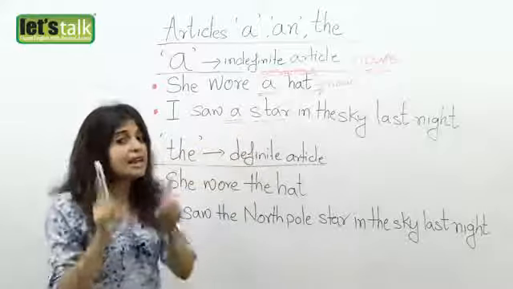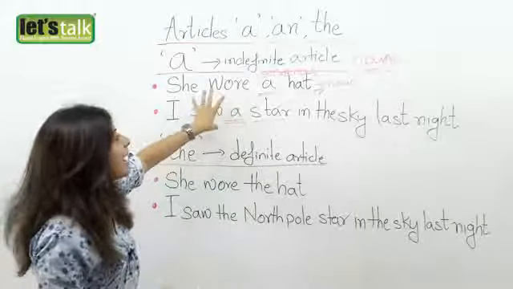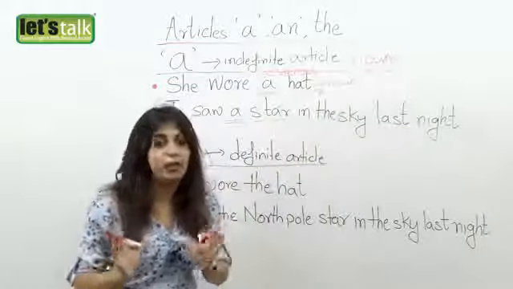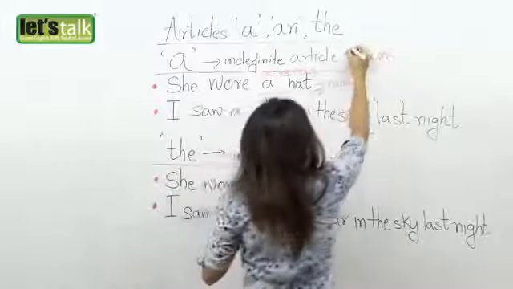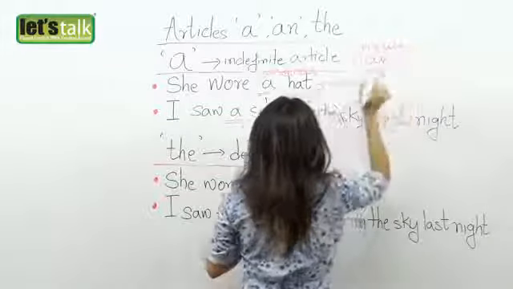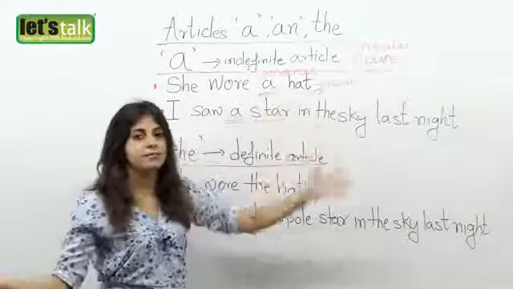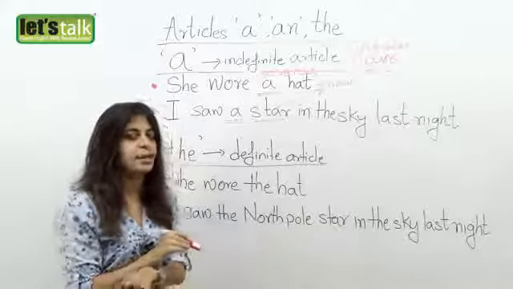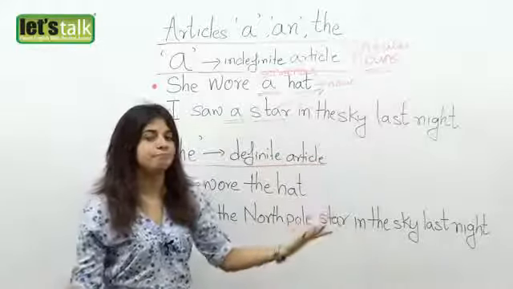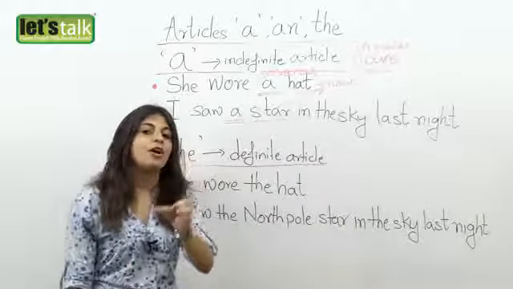Another thing that I would like to tell you about this article is that it is used for a singular noun. I'll write it down. It is used for a singular noun. So you would not say she wore a hats. That's incorrect. Or you would not say I saw a stars. That doesn't sound right, does it? So it's always used for a singular noun.